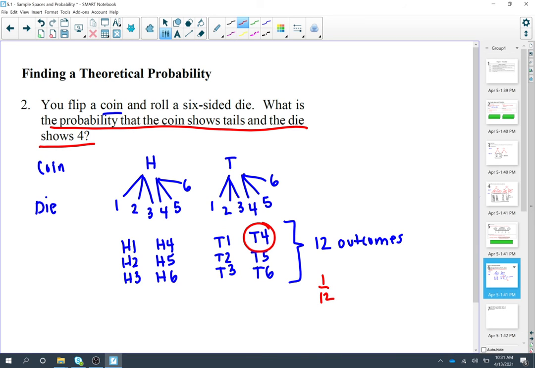Now, when you write a probability, you can write it as a fraction, a decimal, or a percent. So if we write that as a decimal, it is approximately 0.0833. And if we convert that into a percent, that's roughly 8.3%. So if you have an 8.3% chance of this happening, I'd probably say it's unlikely, meaning it's probably not going to happen.